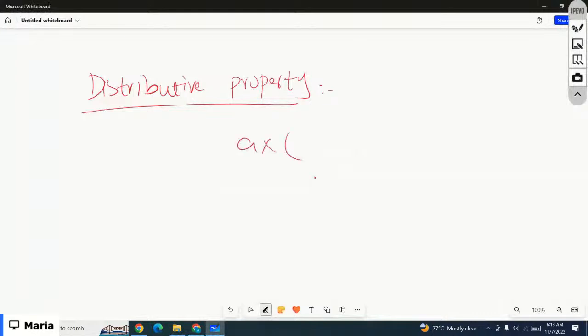It would be like this: a times (b plus c), parentheses also involved. So a times (b plus c) equals, either you add b plus c and multiply with a, right? This means you need to add b plus c first and then multiply with a. Or you do a times b plus a times c. They both are exactly the same.